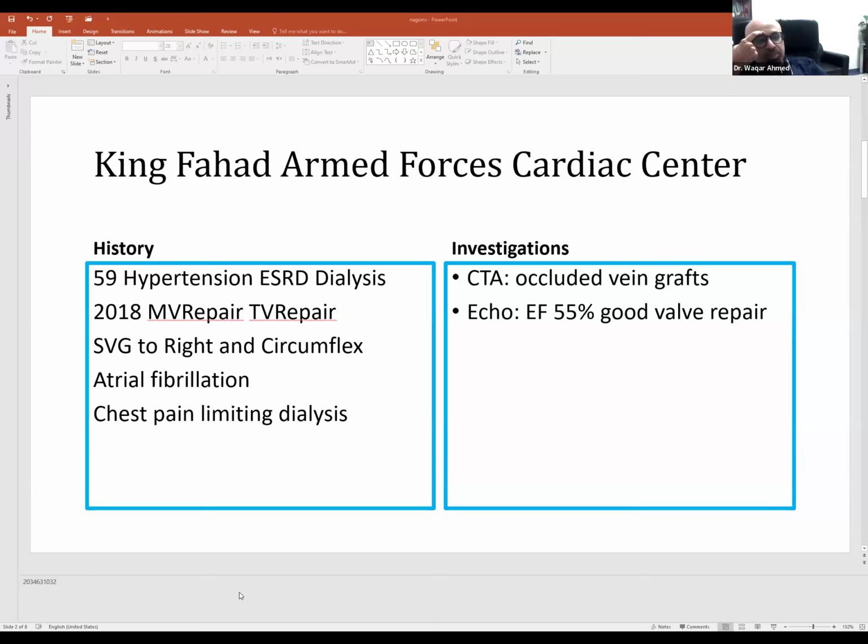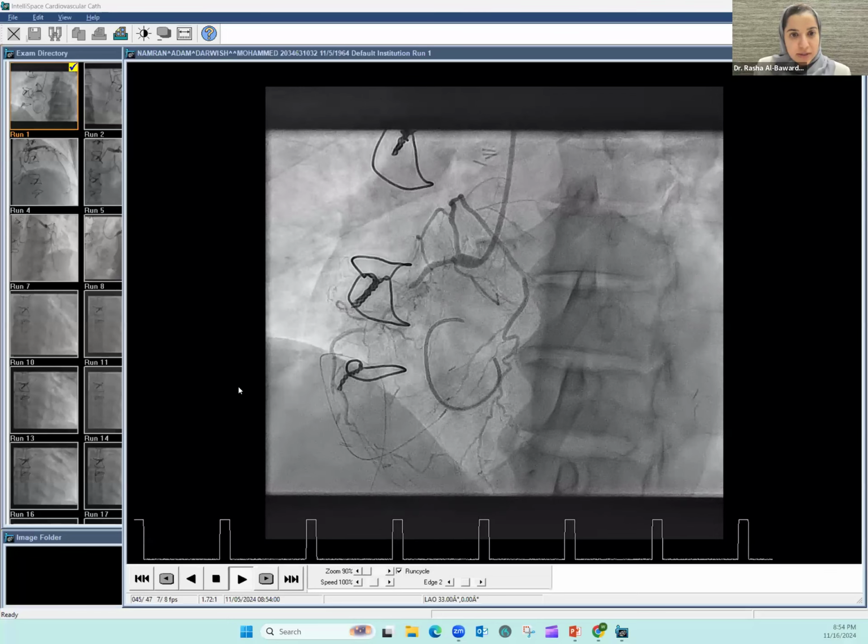Do you see the angiogram? Because I'm flipping between the PowerPoint to our... Do you see the angiogram? No, we're actually just seeing the PowerPoint. So let me just stop share and re-share this because we were trying to play with this. Okay, how about now? Yes, we see it.